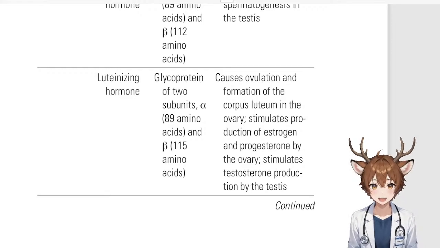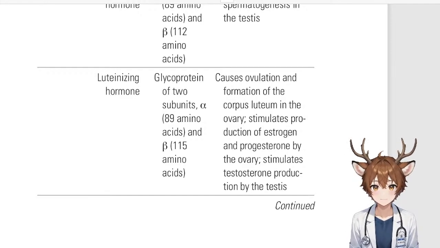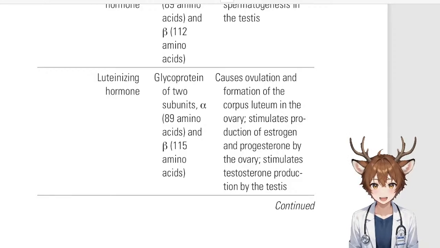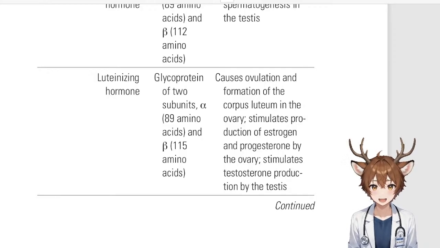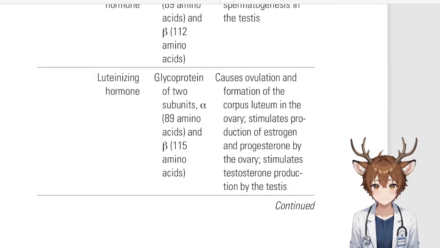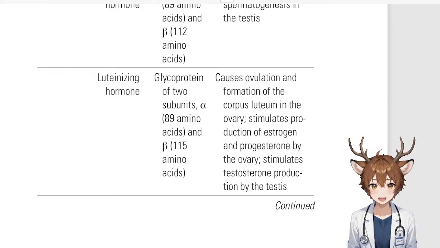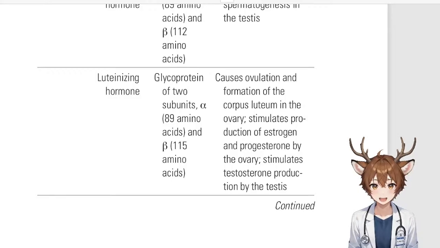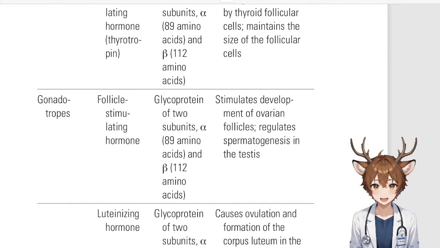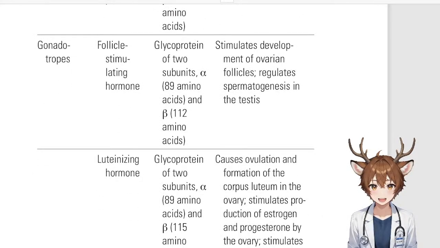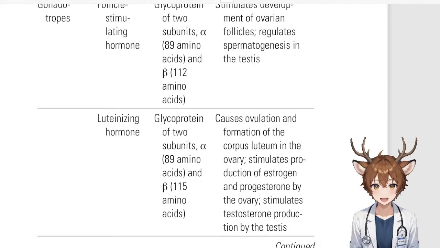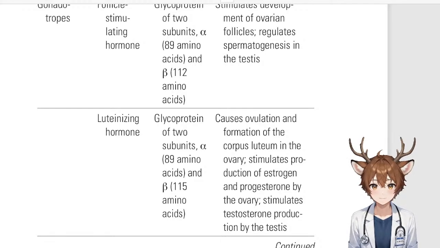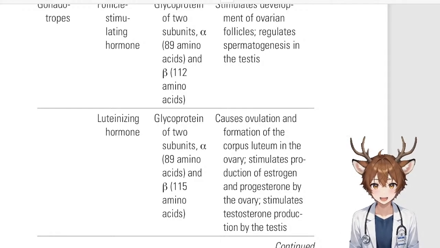Now, luteinizing hormone is kind of the inverse of that, or you could say the opposite end of that spectrum. The complementary hormone, you could say, is more accurate. So luteinizing hormone, LH, is a glycoprotein of two subunits, an alpha subunit of 89 amino acids and a beta subunit of 115 amino acids. Again, similar to these previous two, except there are a few more amino acids on the beta subunit for LH.